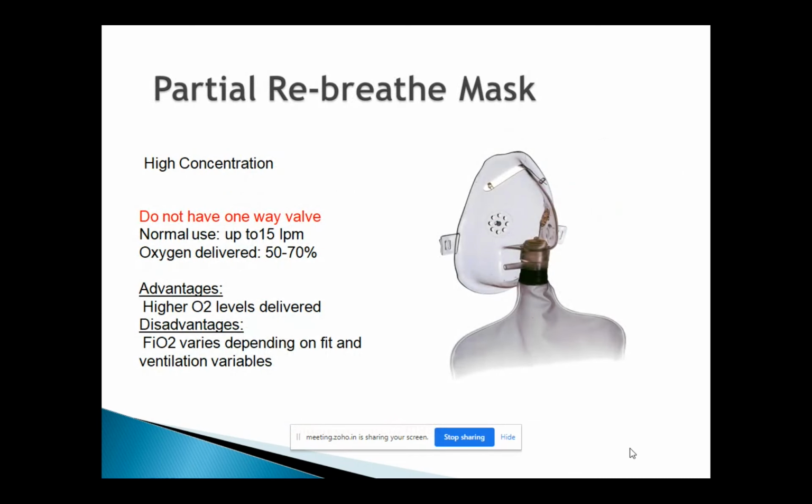Then another variable device is a partial rebreathing mask. Why is it called a partial rebreathing mask? This comes under a high concentration, high flow device, because you will be giving oxygen anything from 10 liters to 15 liters, and it delivers oxygen up to 50 to 70%. So if you look closely at the picture of the mask, you've got holes on the side. On the left hand side, the holes are very clear. On the right hand side, you've got a little mesh valve on them. So what is the reason for that device?